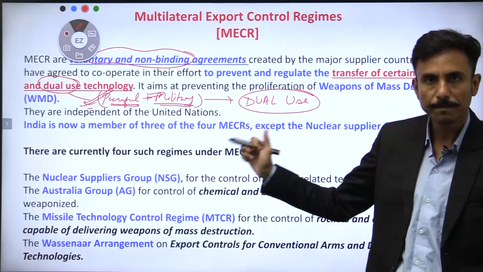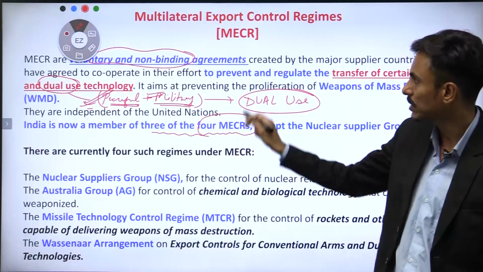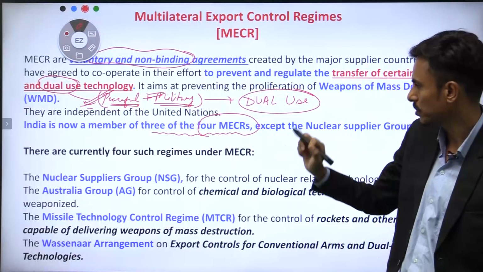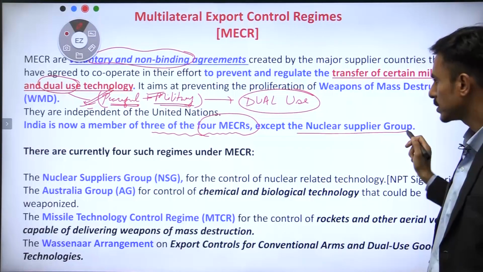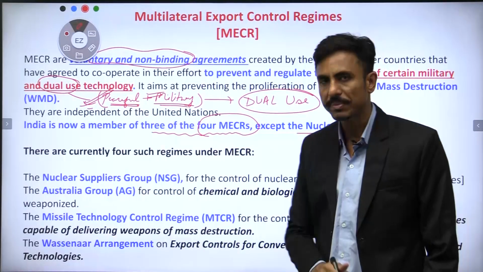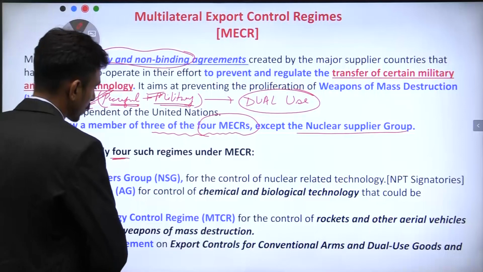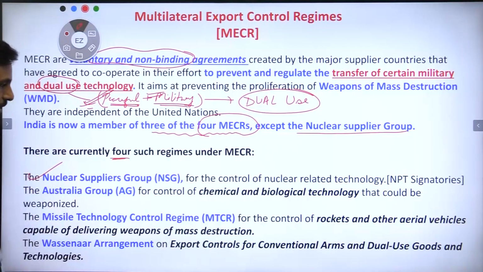Guys, India is a member of 3 out of 4 MECRs. MECRs are multilateral export control regimes, right? So except the NSG, we are a member of the 3 MECRs, right? So these are the 4 MECRs or multilateral export control regimes. First is the Nuclear Suppliers Group, NSG.